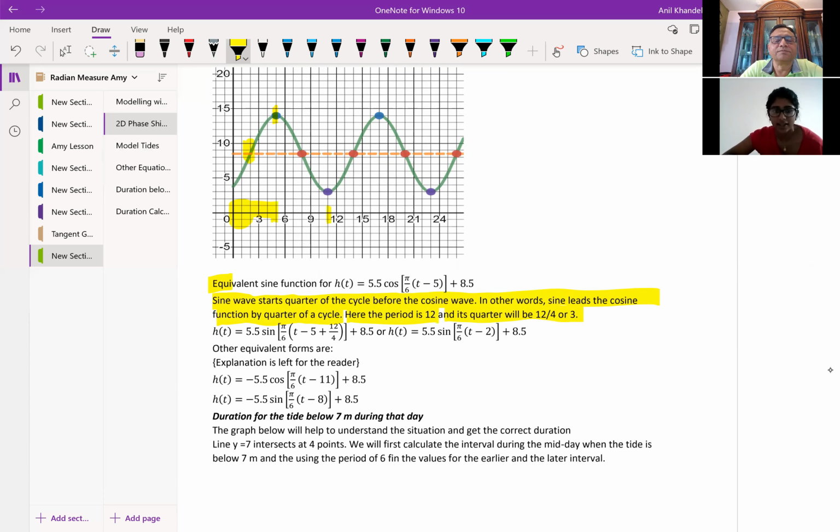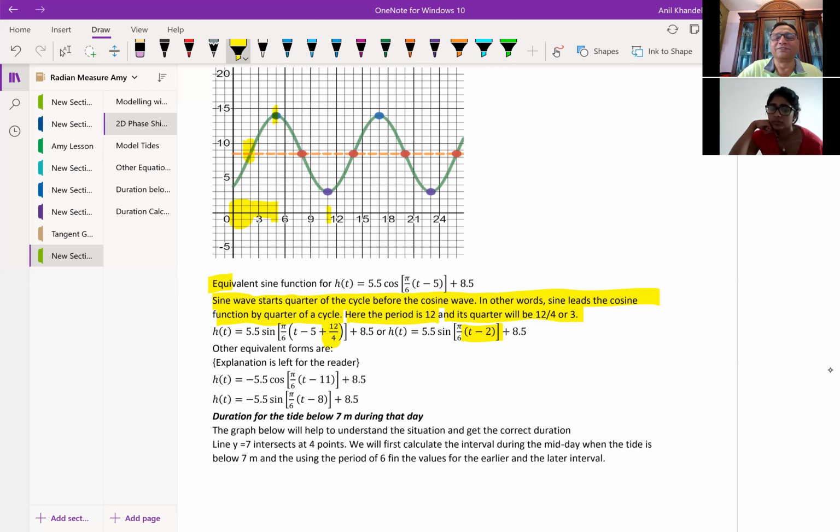So h of t equals 5.5 sine(pi over 6 (t minus 5 plus 12 over 4)) plus 8.5. You just sub that in, and then we simplify it to t minus 2 in the brackets. Because it was earlier by a quarter of the cycle, and the time period is 12 hours, a quarter of 12 is 3. And because it was earlier, we added 3 to t minus 5, and that gives us t minus 2 in the sine wave. You see that?